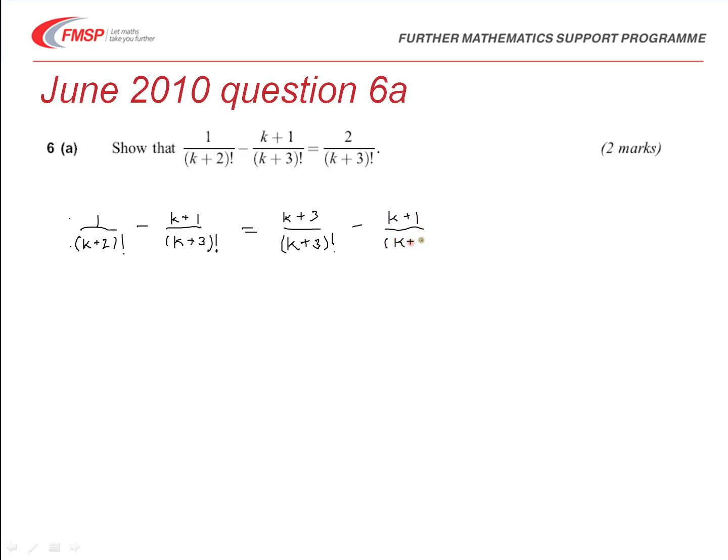And so now we can subtract one fraction from the other. So k plus 3 minus k plus 1 is just going to give you 2 over k plus 3 factorial. And that gives us our first two marks, a method mark for realising what we've got to do to get the common denominator there, and then the mark for getting the correct result out from there.